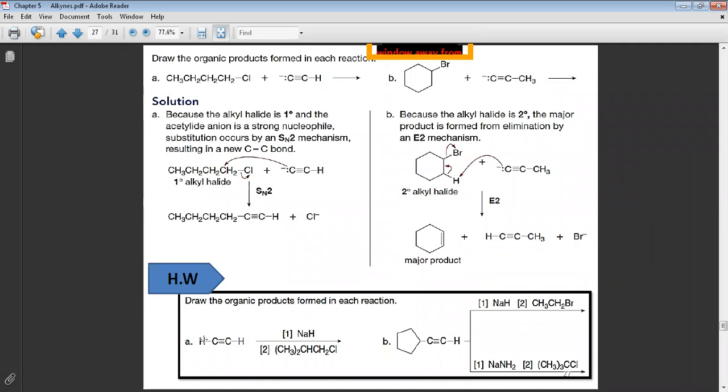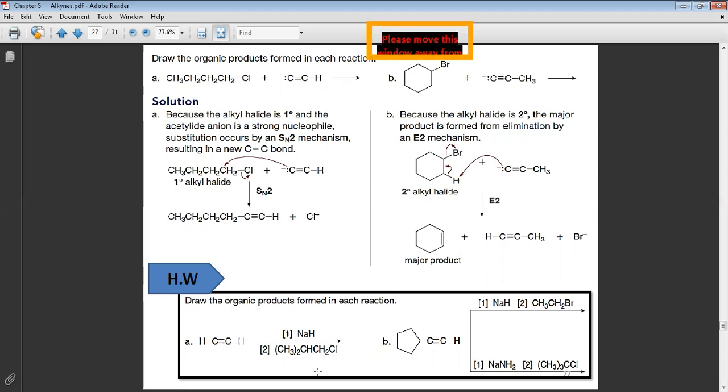Now, you have this terminal alkyne, ethyne. Okay, now you have NaH. You know NaH is a strong base. That means the hydride, H minus, will attack the proton to give you an acetylide anion. And then the acetylide anion will attack this carbon of the primary alkyl halide to remove the halogen, to give you the product.